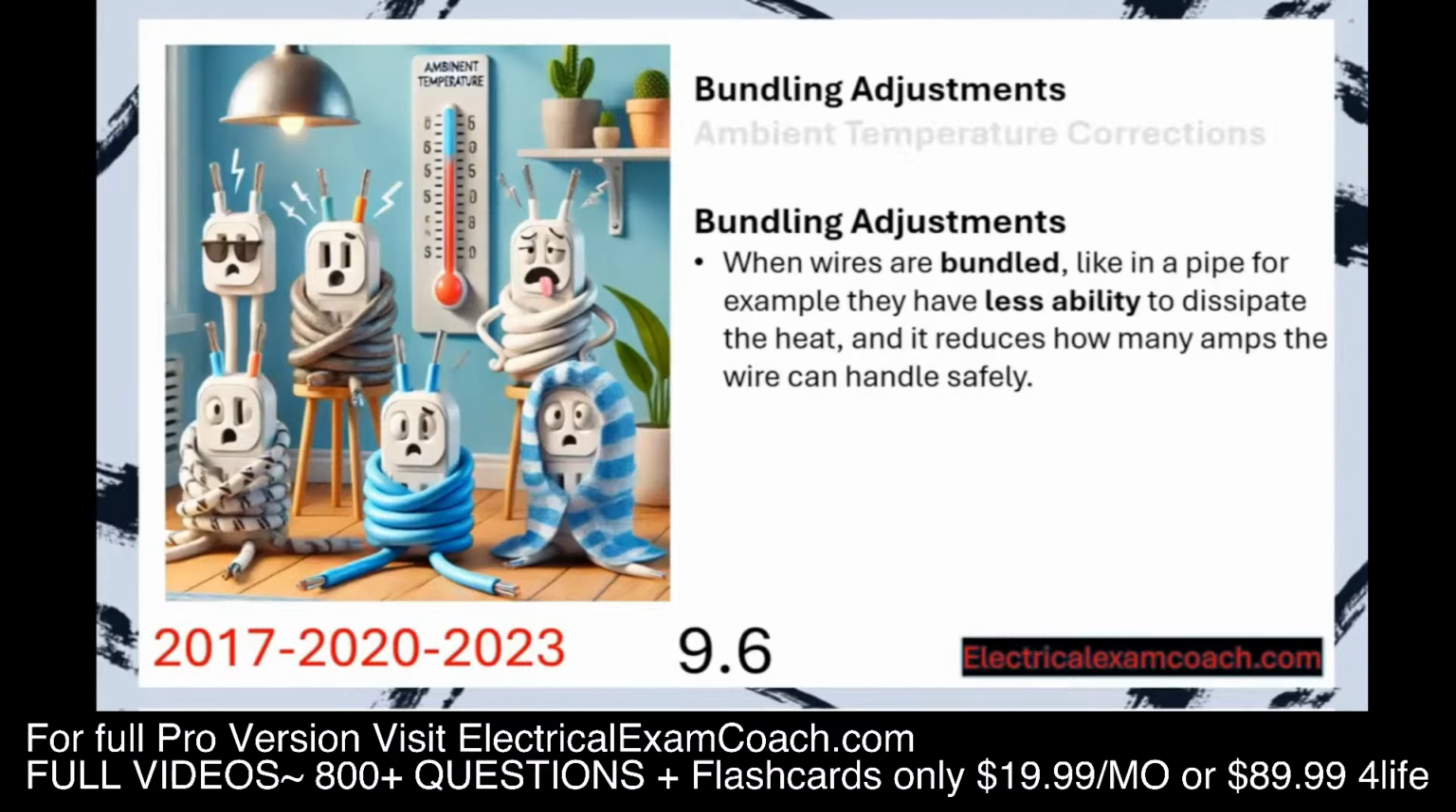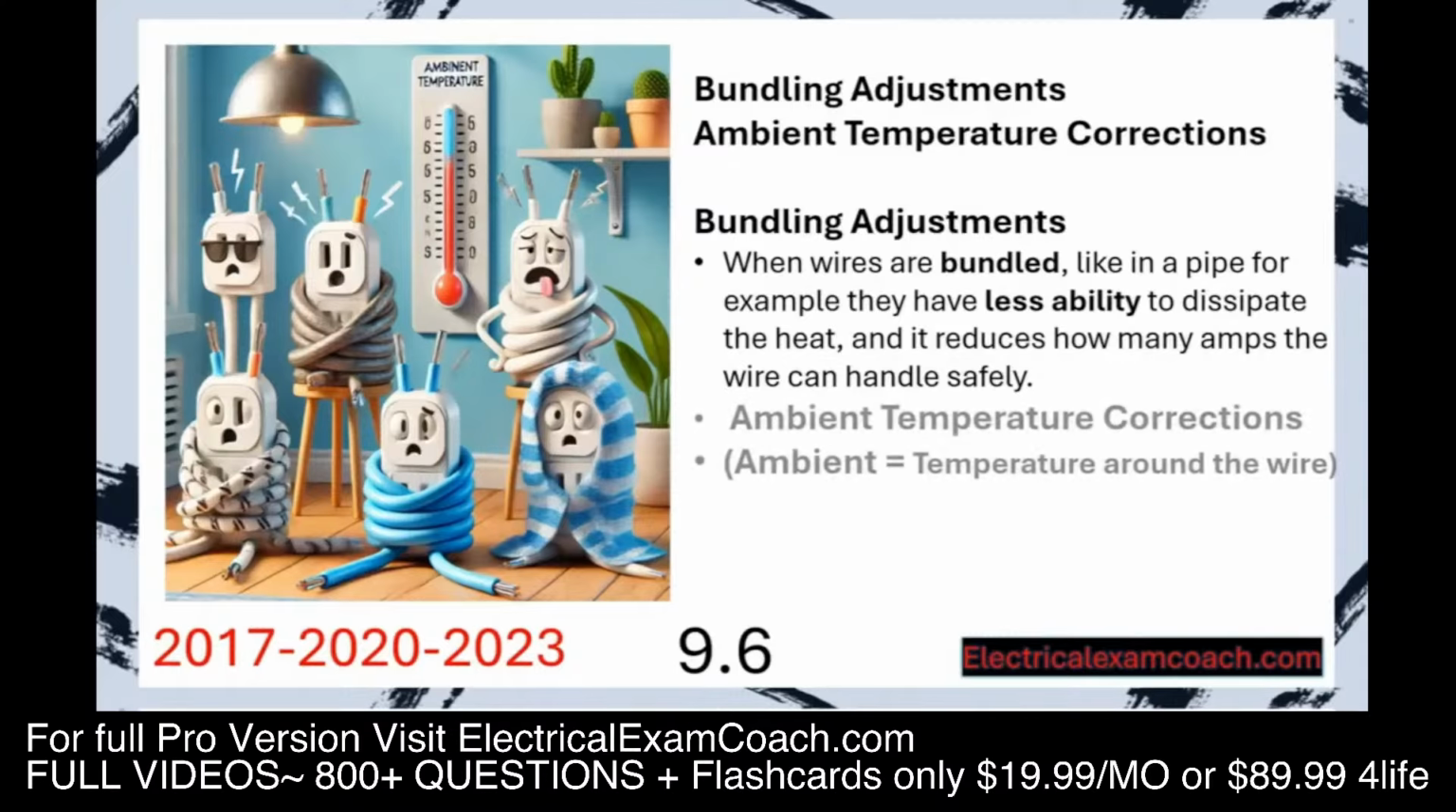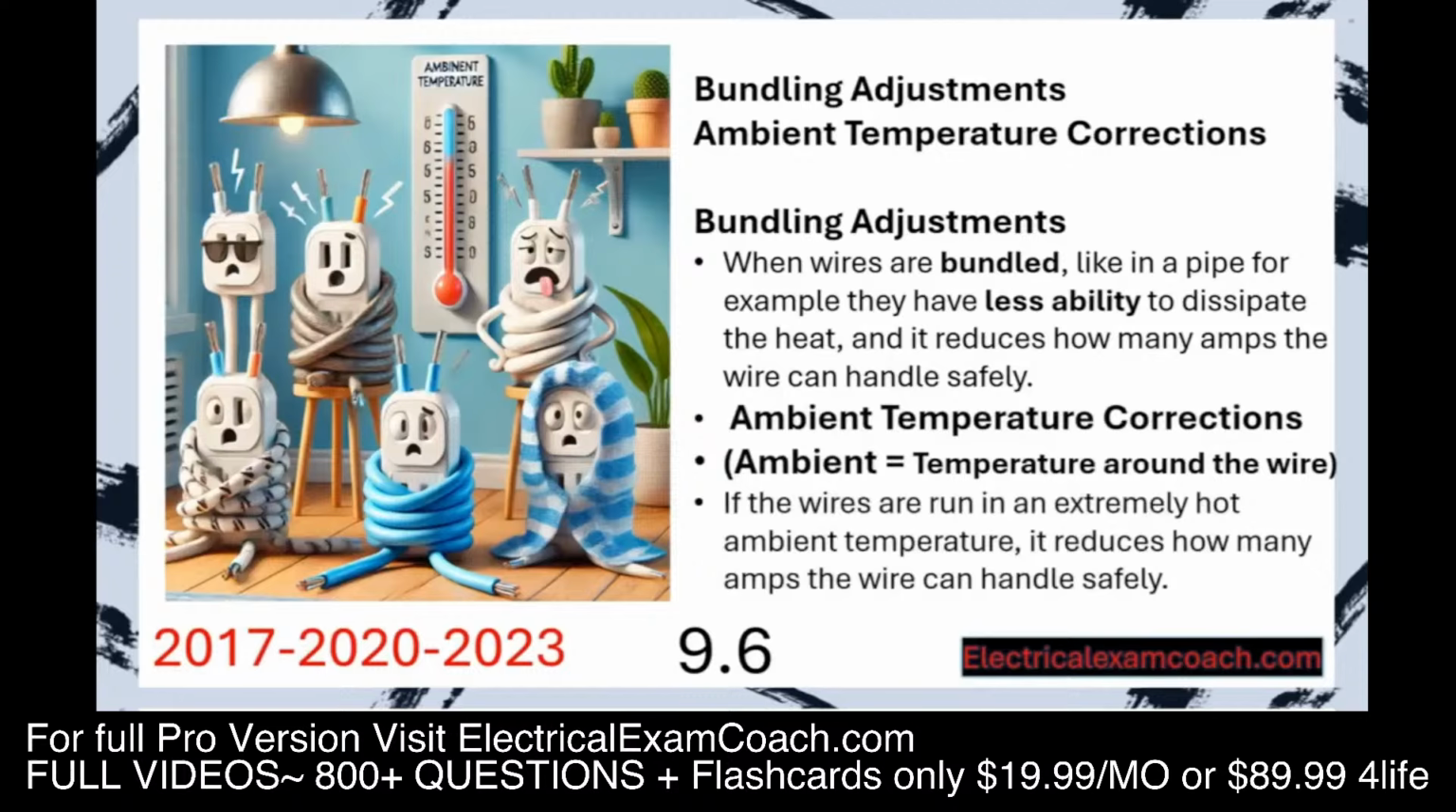In this lesson, we're going to be learning about ambient temperature corrections. It's very similar. We just pull from a different table, but it's the same style demand factor process that we've been doing this entire program. Ambient temperature corrections are like this. If wires are run in an extremely hot ambient temperature, it reduces how many amps the wire can handle safely. And let's not forget the basic definition of ampacity. It's how many amps the wire can handle safely under its conditions of use.